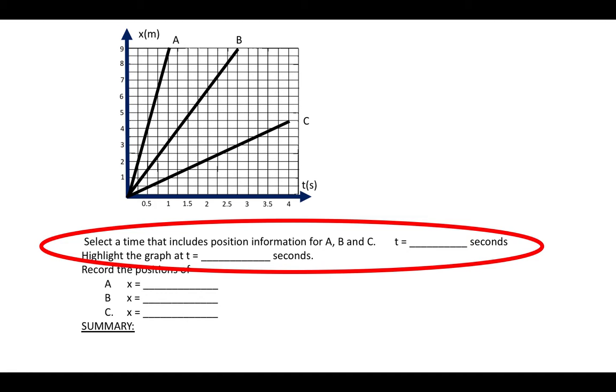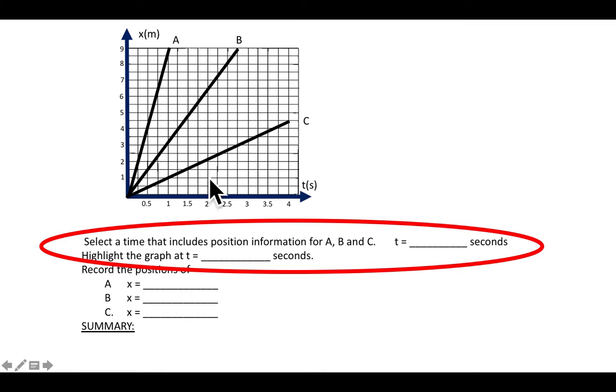So you would begin with a graph like this by selecting a time that includes position information for A, B, and C. So I want to look through at a time where I can pull off a position for each one. If I go out here to 3 seconds, I can find a position for object C at 3 seconds, but at 3 seconds there is no position information for A or B. So that's too far along the time axis.